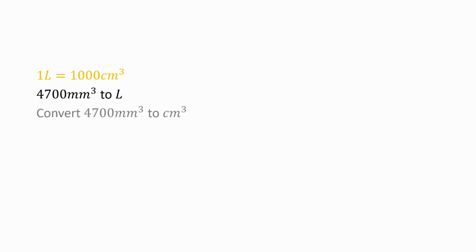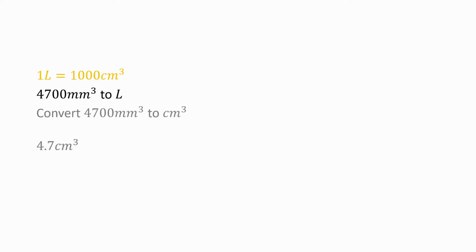Well, first of all, you might say we should convert the millimetres cubed to centimetres cubed. And we can do this with our first method. So we know the difference between milli and centi is an order of 10, and we cube that because we're working with cube units. So if we divide 4,700 by 10 to the 3, we're left with 4.7 centimetres cubed.